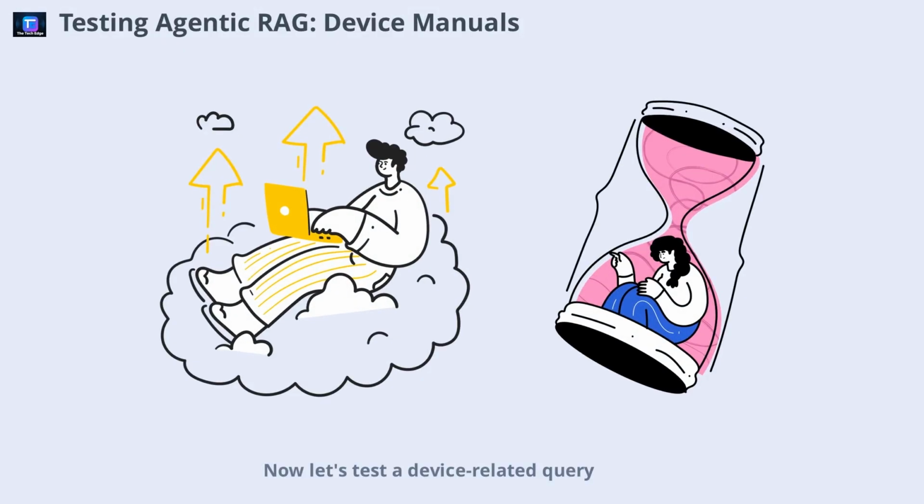Now, let's test a device-related query. What are the usage of dialysis machine device? The router identifies this as a device manual question and retrieves context from the device manual collection. The relevance checker validates the context, and the system generates a detailed, context-aware answer. This flexibility is a key advantage of Agentic RAG over traditional systems.